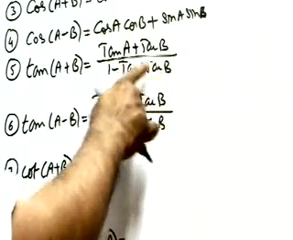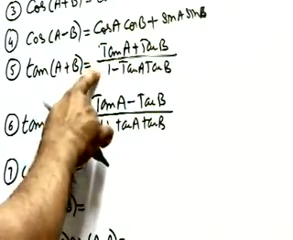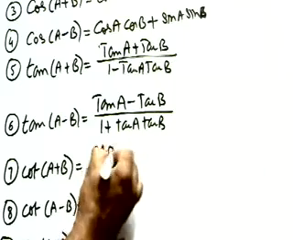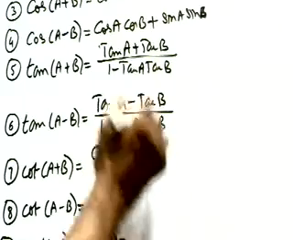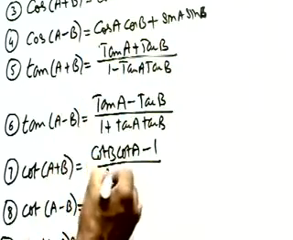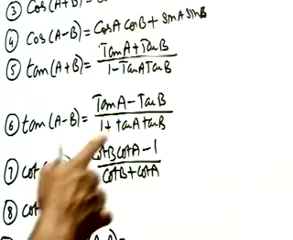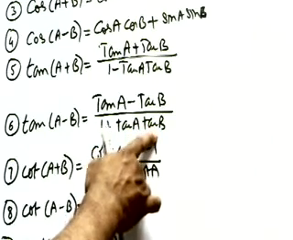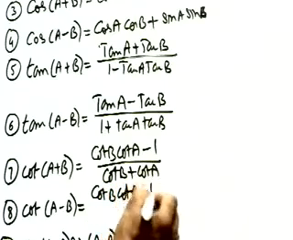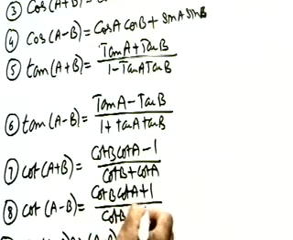Now cot A plus B, how to remember it: you start from tan A plus B and write in terms of cot. Cot B cot A minus 1 by cot B plus cot A. This is just how I'm explaining to learn the formulas by heart. In the same way, cot A minus B, you write like this from tan A minus B: cot B cot A plus 1 divided by cot B minus cot A.